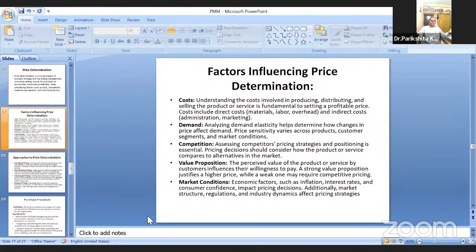Suppose you are producing a product, I am producing a product, then the products should be compared, and so you will participate in the competition. Yes or no? First of all, you have to assess the competition. That means competitors' strategy, pricing strategy. That also influences price determination. And the next, value proposition. Value proposition means what?